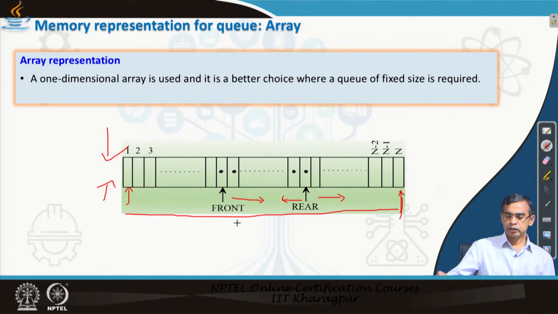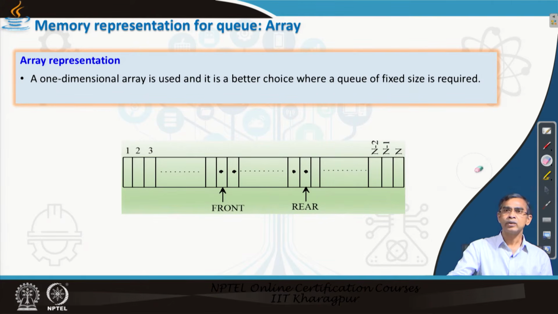You understand? This is the concept, and this is an array of size n. So we can say the total capacity of this queue, using a one dimensional array representation, is n. Sometimes the front and rear may be the same. It indicates that there is only a single element, but this element can be at any position of the array.